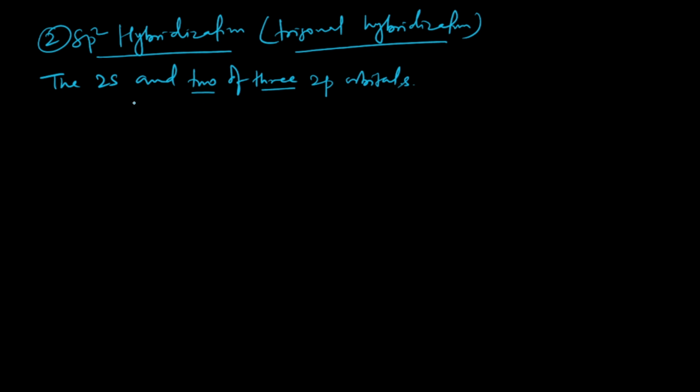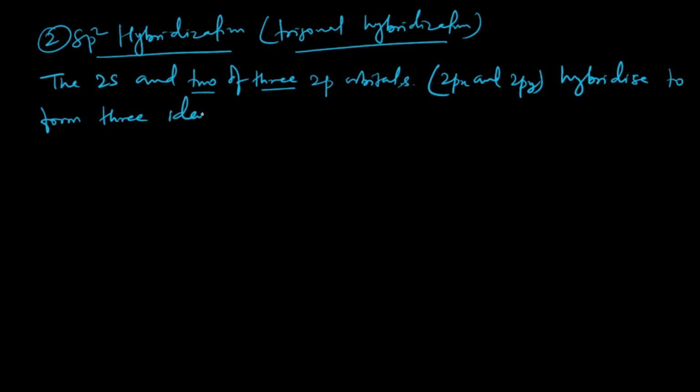Okay, so what is happening? 2s and 2 of 3 2p orbitals, like 2px and 2py, hybridize to form 3 identical hybrid orbitals, called sp2 orbitals. Got it? Called sp2 orbitals.